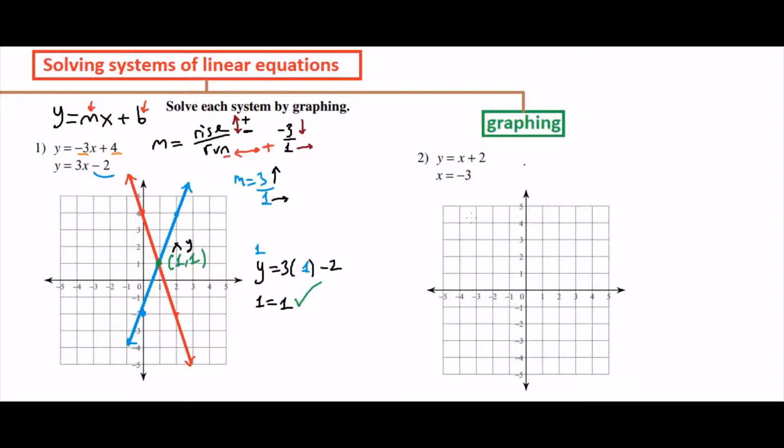Let's go ahead and do question number 2. So we're going to graph y equals x plus 2. Here our y-intercept is 2. And the slope is 1. So 1 means 1 over 1. So 1 unit up, 1 unit right. So 1 unit up, 1 unit right. So if you connect these dots, you obtain the graph.